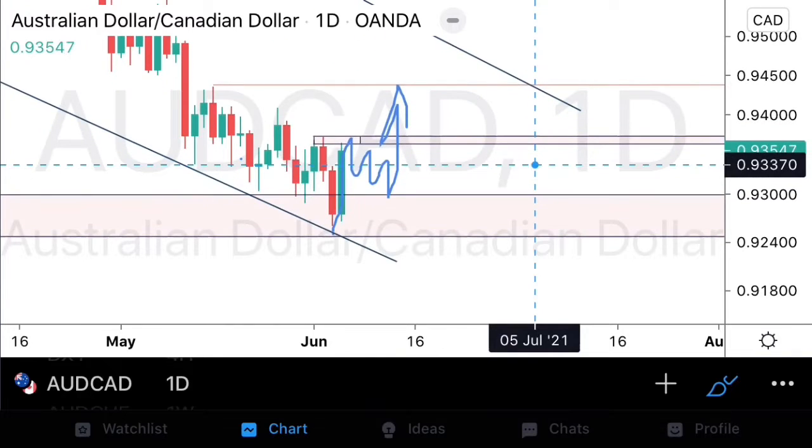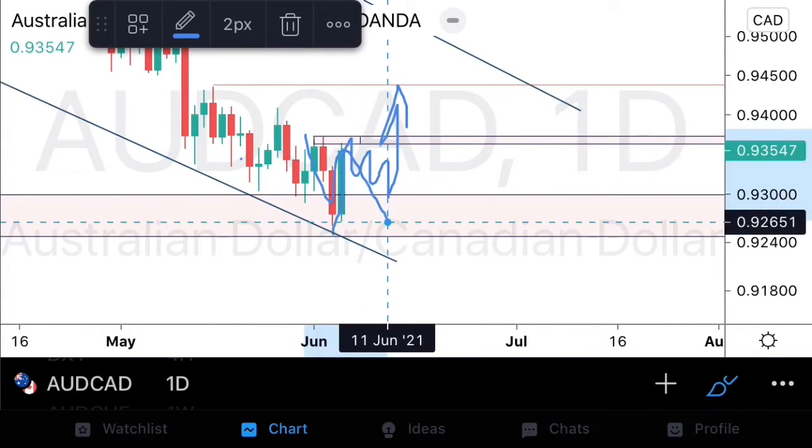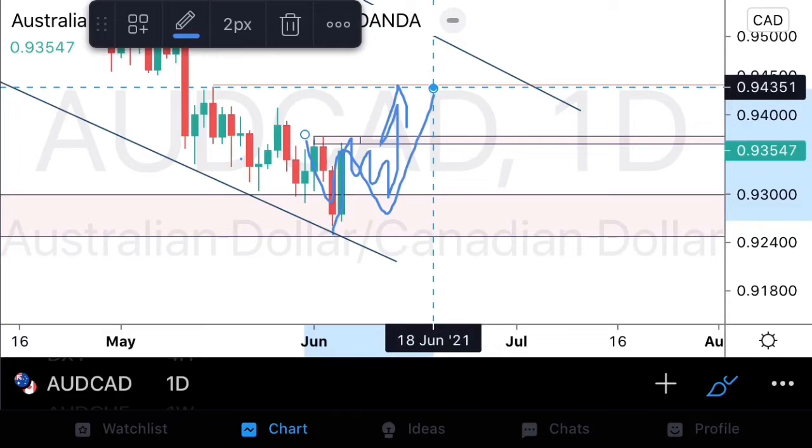We could possibly get a daily double bottom structure. Regardless of how that structure comes, guys, we are looking for bullish bias price action.